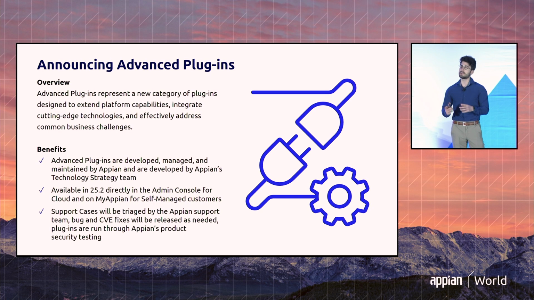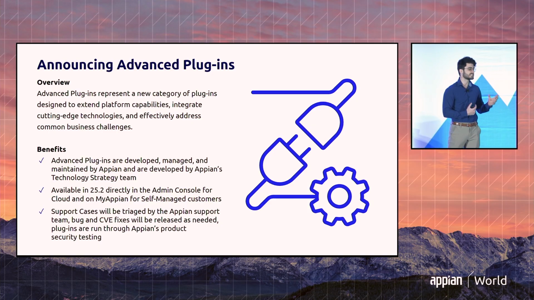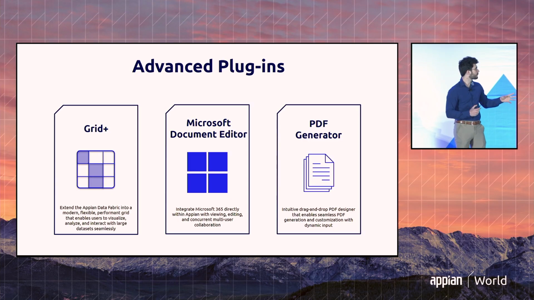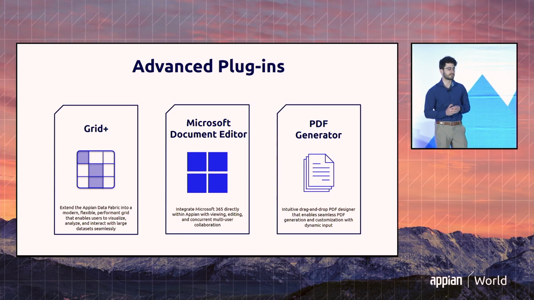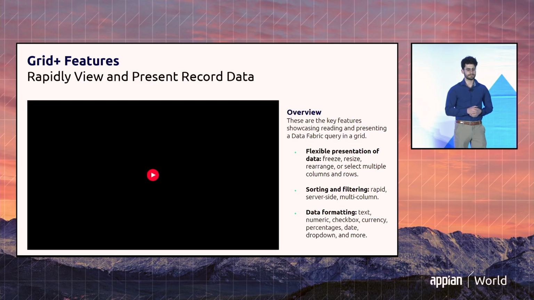And unlike traditional app market plugins, advanced plugins are supported by Appian. They'll receive CVE updates and feature enhancements, triaged by our support team in case you need any new enhancements to them. They're maintained by Appian's technology strategy team, and they're actually bundled as part of our advanced and premium tiers. So without further ado, I'm going to be talking to you guys today about Grid Plus, Microsoft Document Editor, both of which are coming in 25.2, that's next month, and PDF Generator, which is coming out later this year.